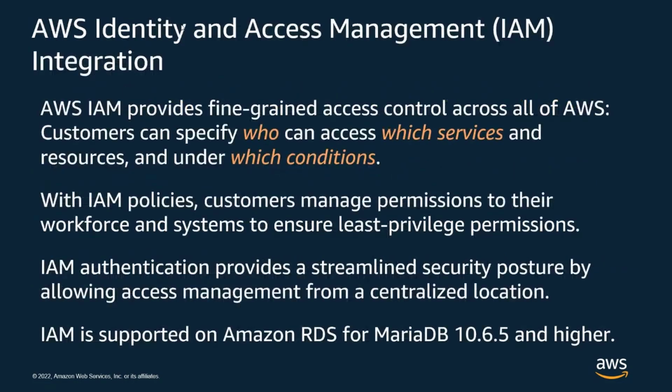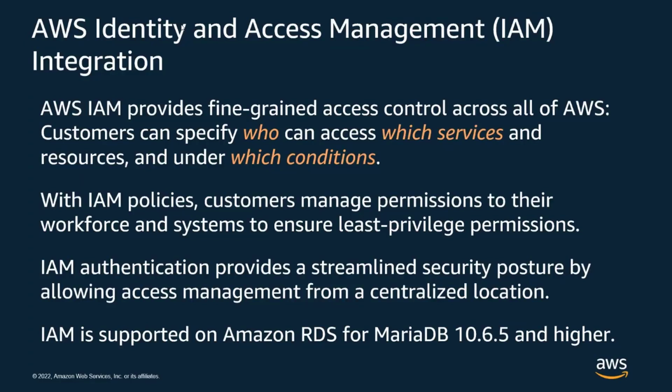And finally, let's talk about the latest new feature, which is identity and access management integration with Amazon RDS for MariaDB. Now, AWS IAM provides fine-grained access control across all of your AWS resources. It allows you to specify who can access which services and which resources under which conditions. This is all managed via a policy-based mechanism. Customers can define least privilege permissions by setting up their policies in the way that's appropriate for them. IAM allows you to centralize all of your access management in one place for all of your AWS resources.